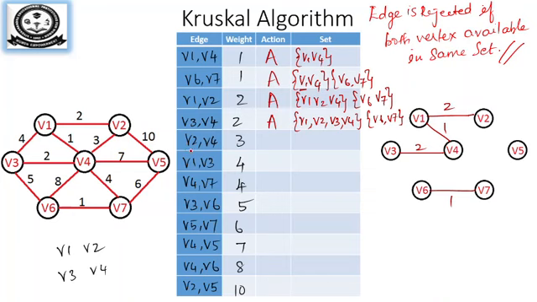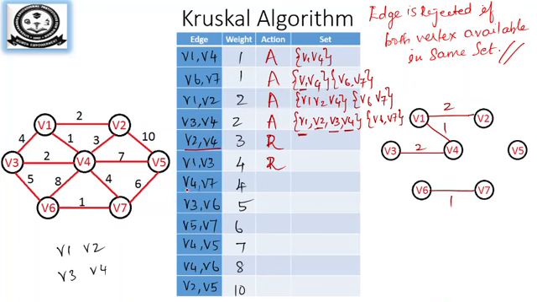You can see both V2 and V4 are in the same set. Hence this edge is rejected. You can see V2 and V4 are in the same set, hence you will not be including that edge in my graph. The next edge is V1, V3. You can see again V1 and V3 are in the same set. So I will reject it.